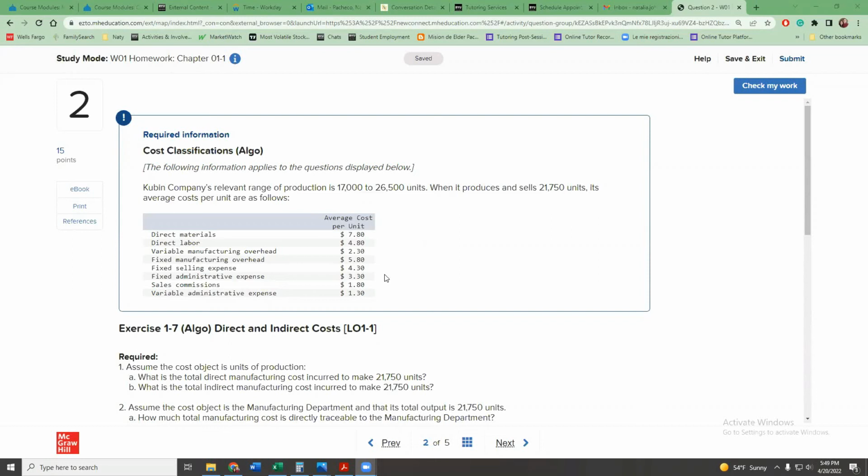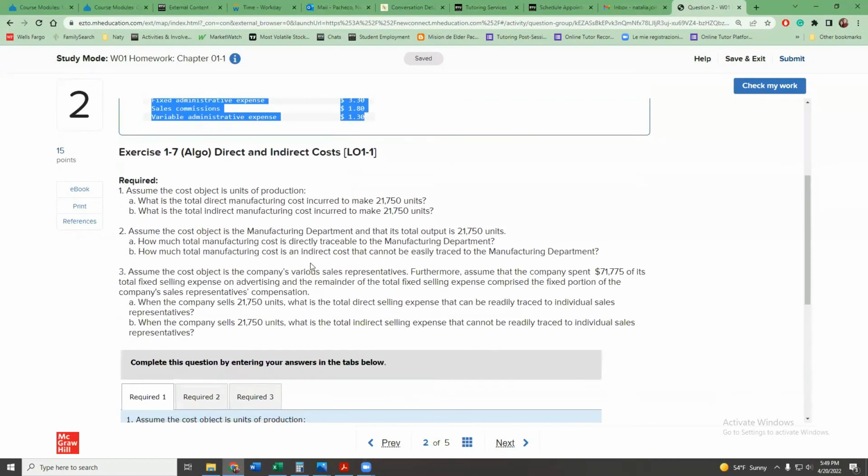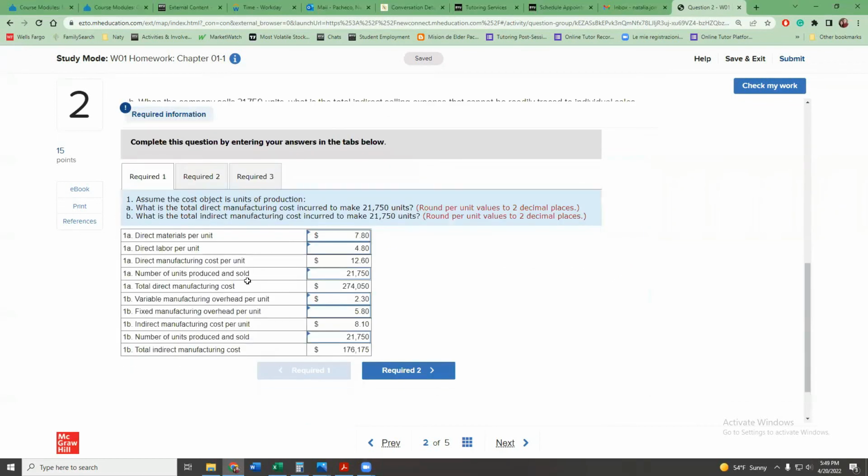So Q & Company's relevant range of production is 17,000 to 26,500 units. When it produces and sells 21,750 units, its average cost per unit are as follows. So we have all the manufacturing cost and selling and administrative expenses. So for requirement 1, you can notice that I already started it.